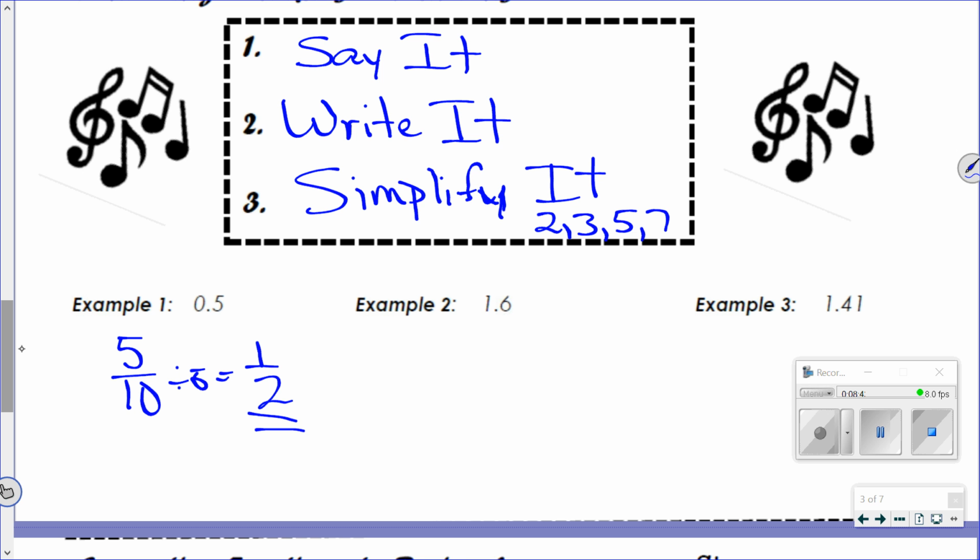You can also find 5 by 2. You can do... No, you can't. You have to go evenly. It has to go evenly. 2.5 does not work in a fraction.